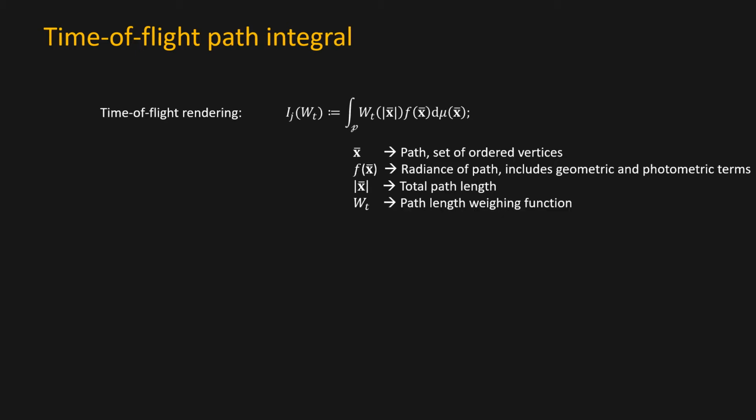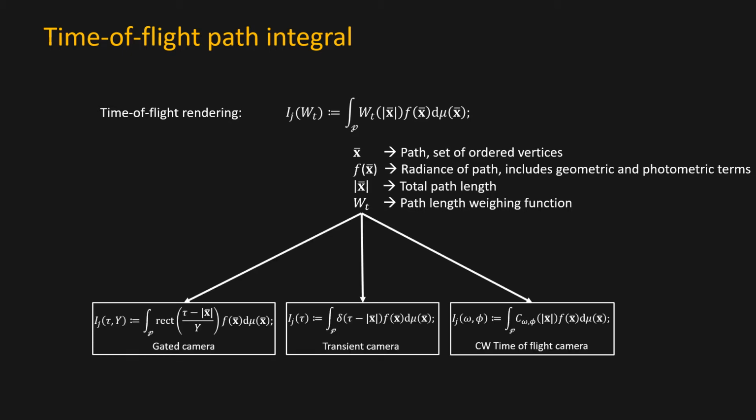The radiance measured by a time-of-flight camera is given by this path space integral, where x bar is a path, f of x bar is the total radiance flowing through the path, |x bar| is the total path length, and Wt is the path length weighing function. Different time-of-flight cameras such as gated, transient, and continuous wave time-of-flight cameras differ by the path length weighing function Wt. To render a time-of-flight camera, we have to evaluate this integral.